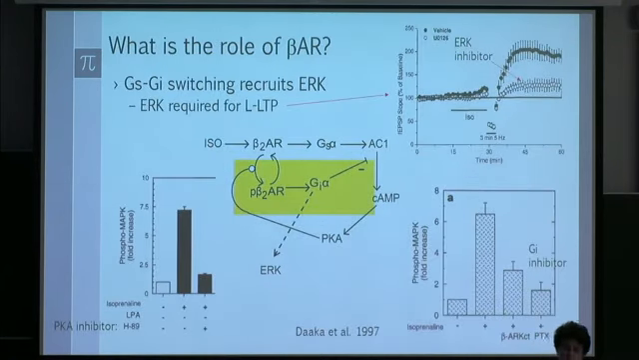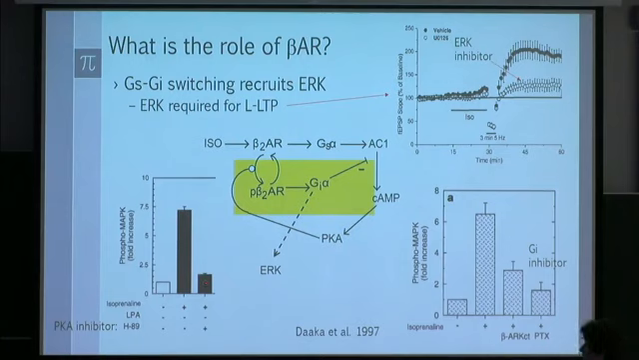So now we want to ask, what is the role of the beta adrenergic receptor? As I mentioned, if you bath apply isoproterenol, the beta-2 receptor, which normally is coupled to GS signaling, will now become phosphorylated by PKA. Now it couples to GI, which indirectly recruits ERK. And here's some of the experimental work which basically supports this switching pathway.